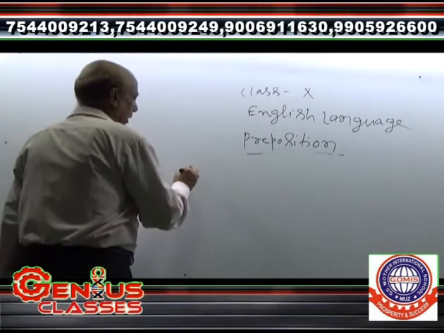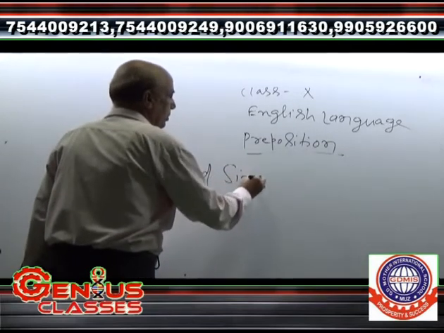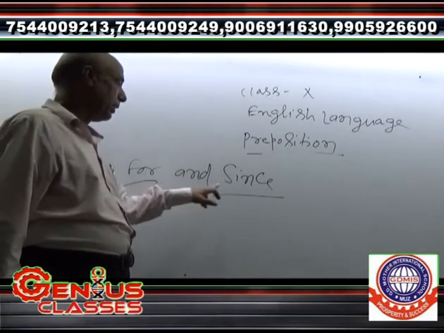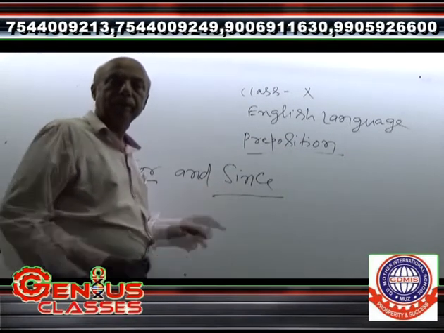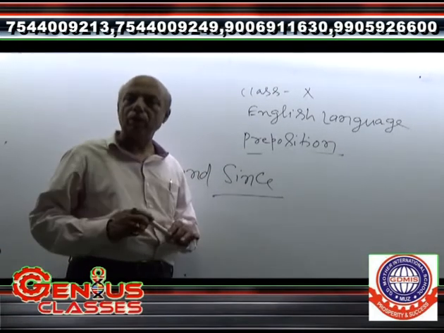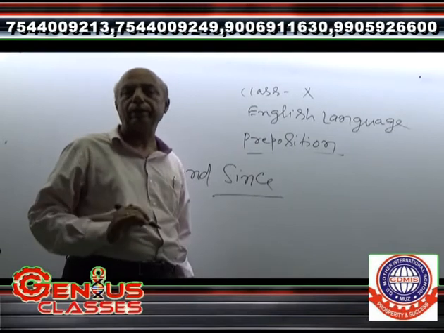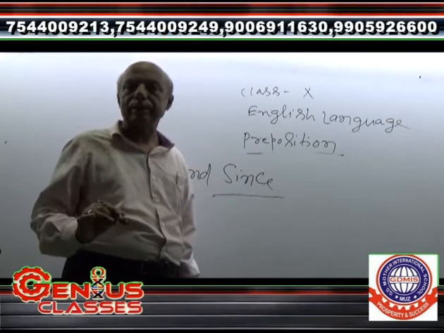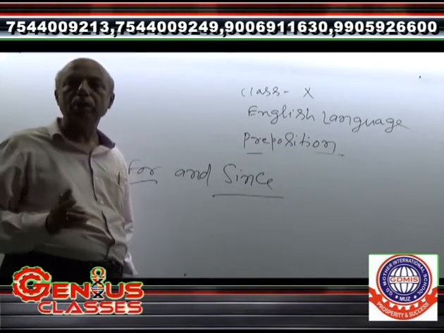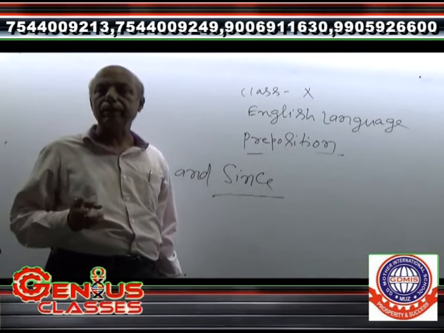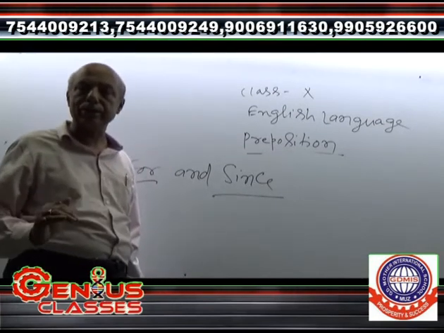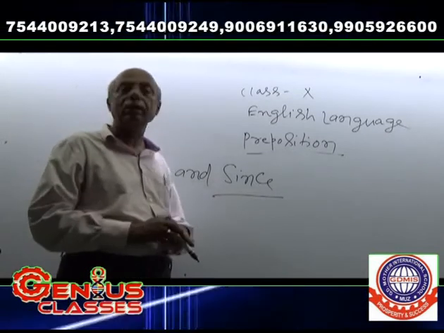for and since. Both are prepositions. For is a preposition and since is a preposition, but they are used in different conditions. For is used to indicate a period of time, whereas since is used to indicate a point of time.